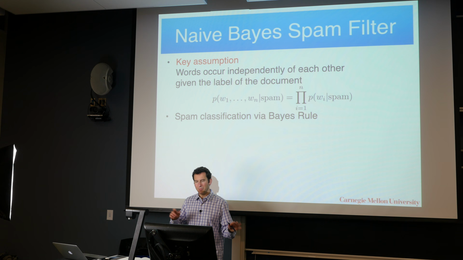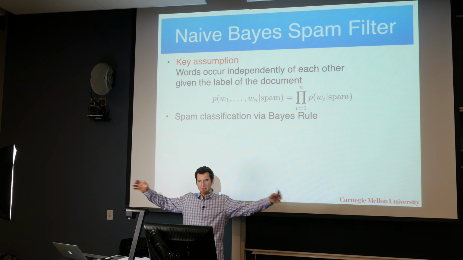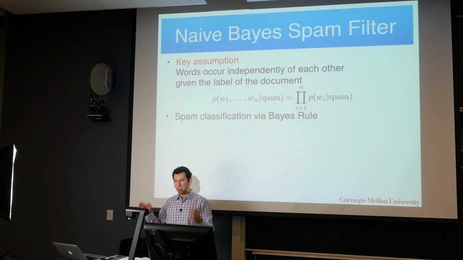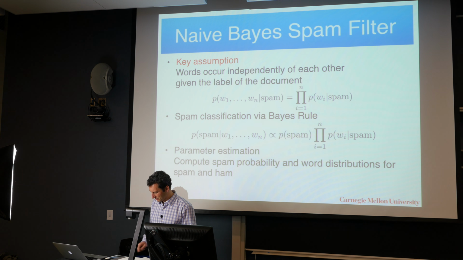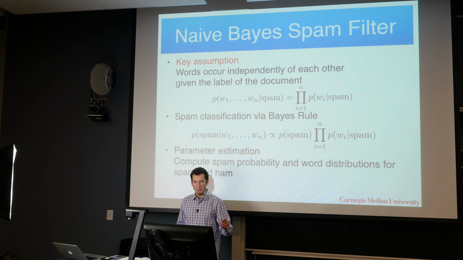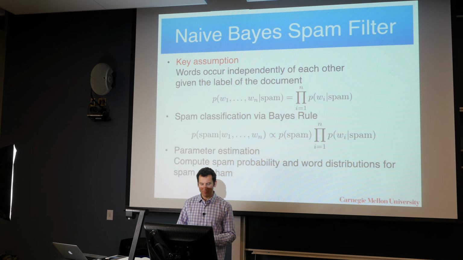And so I'm making the assumption that P of W1 to Wn, so the probability of all those words in an email, given spam or ham, is given by the product of P of Wi given spam. And then I just go and invoke Bayes' rule. And that means that I can just work out that P of spam, given all the words, is proportional to P of spam times the product of P of Wi given spam.